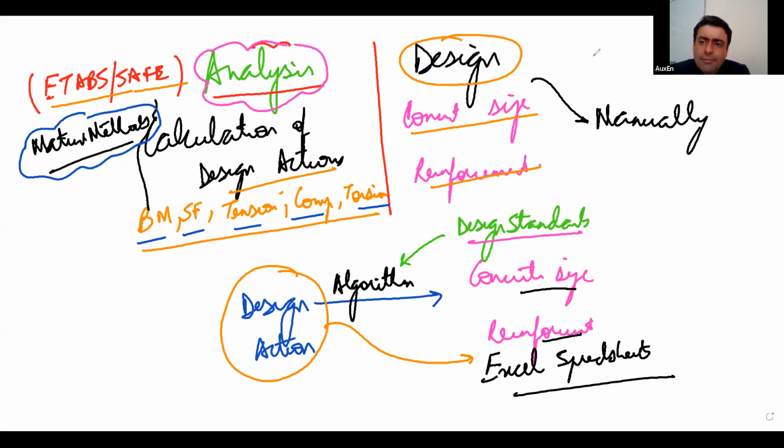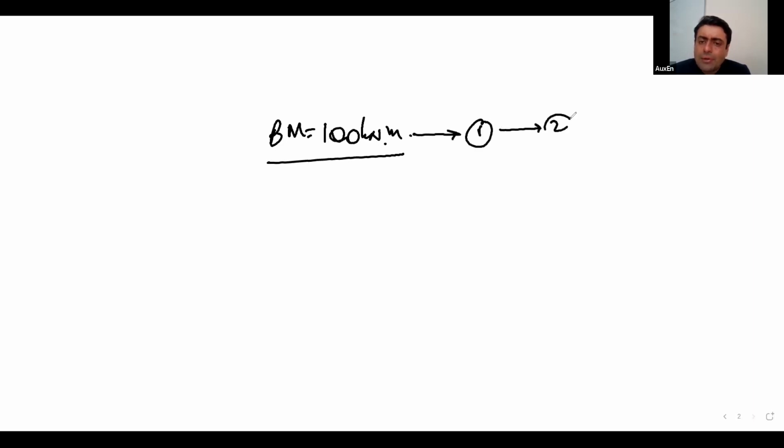So you will appreciate that because this is an algorithmic process, it has to follow the same process every time. What I mean by this is, let us say your bending moment is 100 kilonewton meter, for example, and you have to design a beam which can take this 100 kilonewton meter. So you will be following some steps, 1, 2, 3, and finally you get some output. The output would be the beam size BD, and the output would be AST, isn't it?